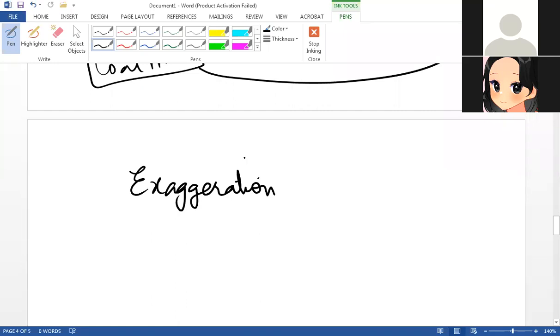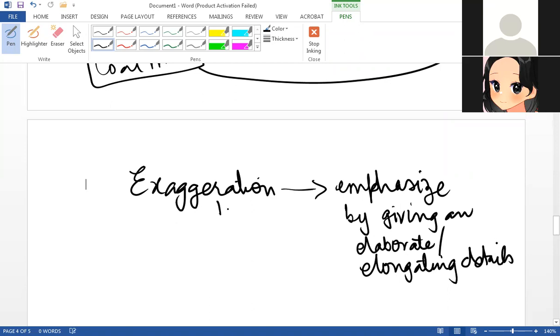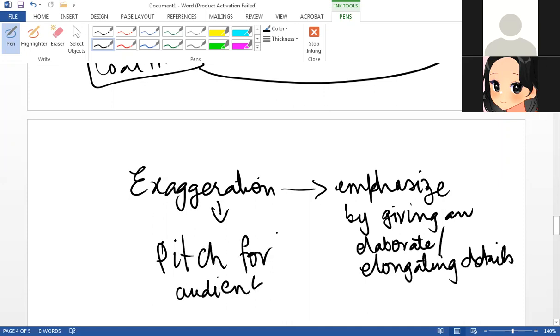So, yes, exaggeration is another way to emphasize by giving an elaborate, or let's say an elongating detail. Why? Because they are creating a pitch for the audience. So it has to be, they believe.